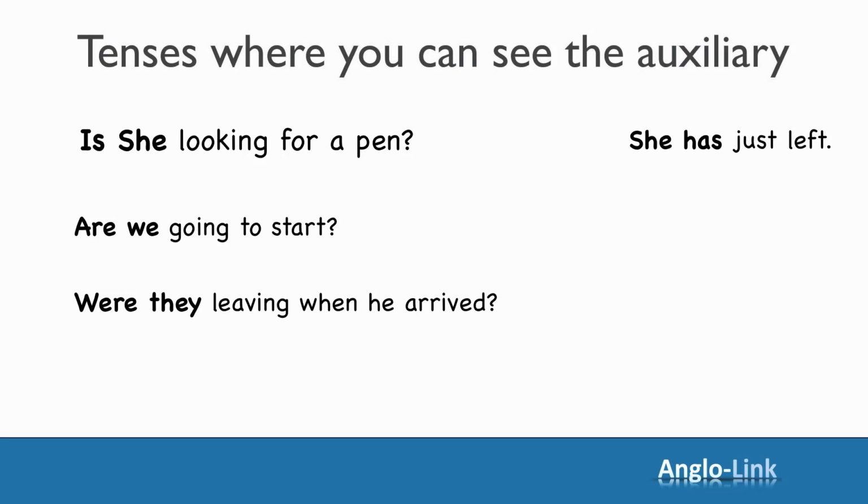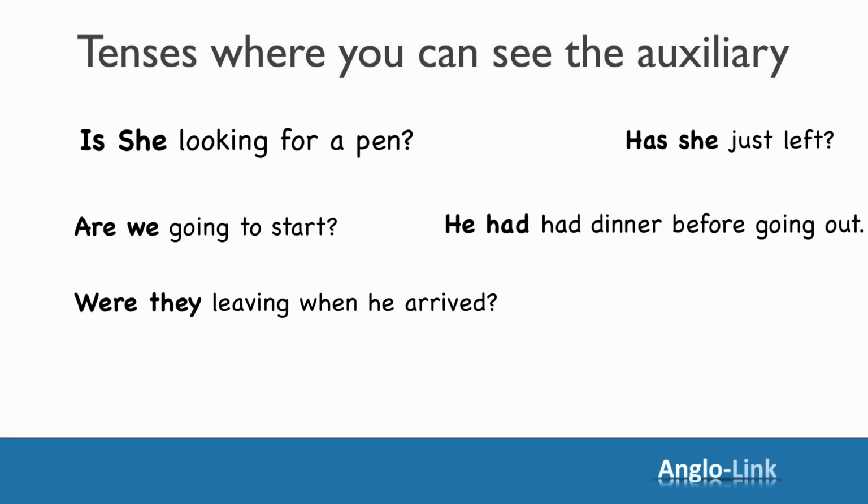Here we have the present perfect with the auxiliary has. Just move it before she. Has she just left? The past perfect. He had had dinner before going out. Just move had before he. Had he had dinner before going out?